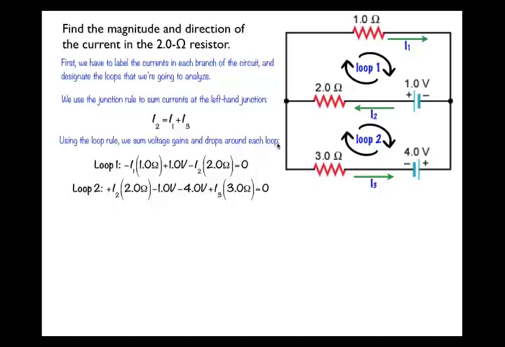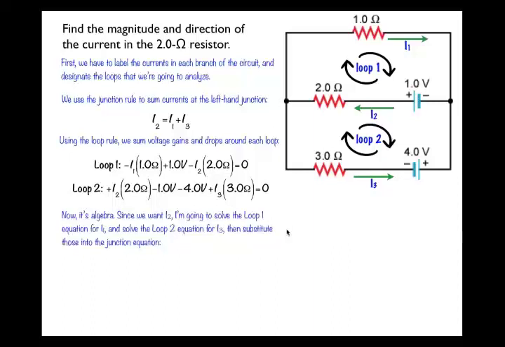So now it's algebra. I want to figure out what I2 is, and I've got equations that have I2, I1, and I3. And there are, again, many ways you could do this. What I would do is say, okay, this equation has I2, I1, and I3. This loop equation has I1 and I2, and this loop equation has I3 and I2. So I'm going to solve each loop equation for the current that's not I2. If I solve loop equation 1 for I1, and loop equation 2 for I3, I can then substitute those into the junction equation, and I'll have just a single equation that has I2 in it. So it's just algebra at this stage.